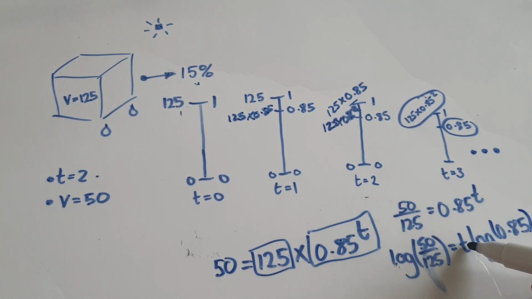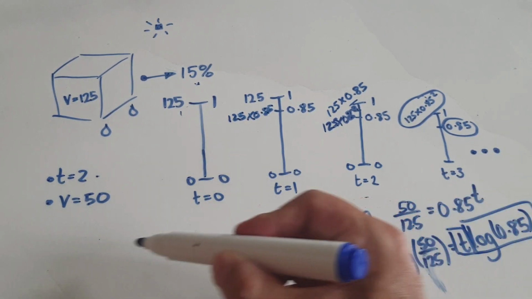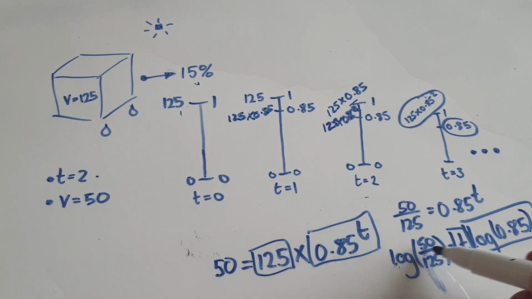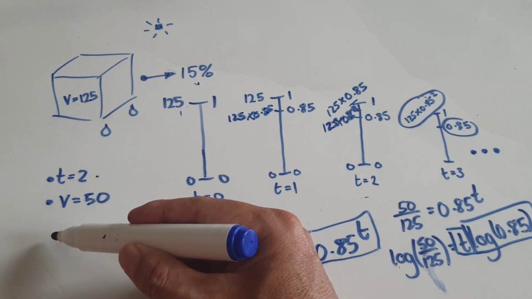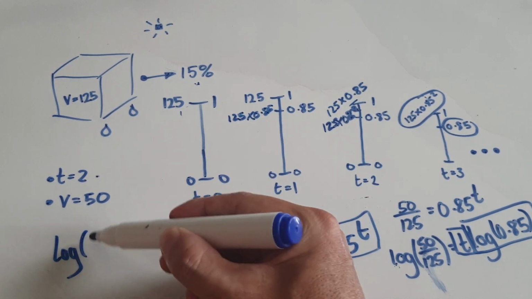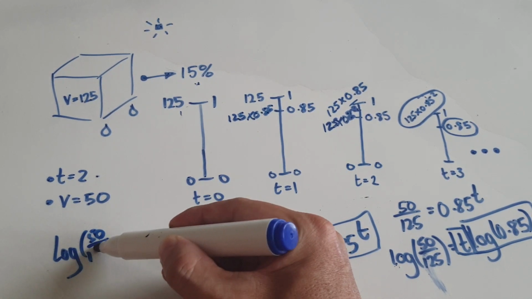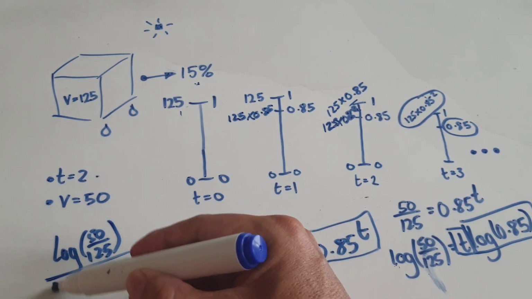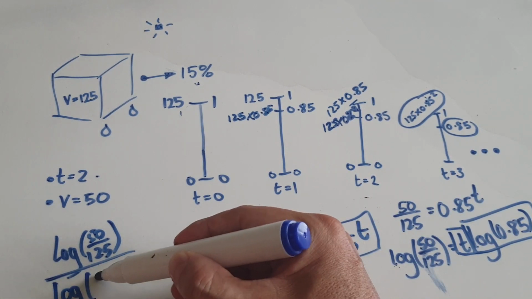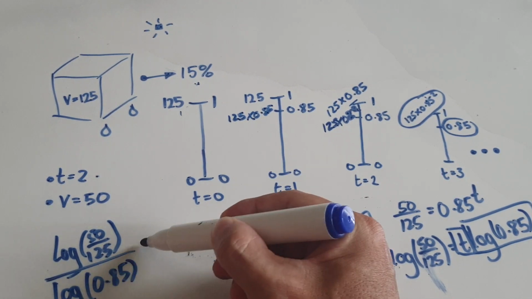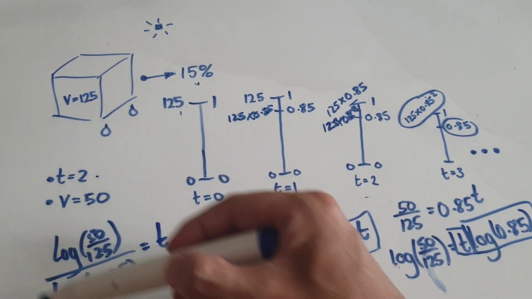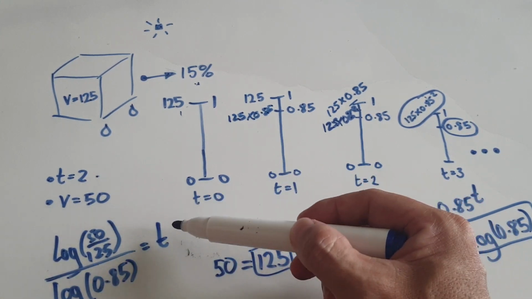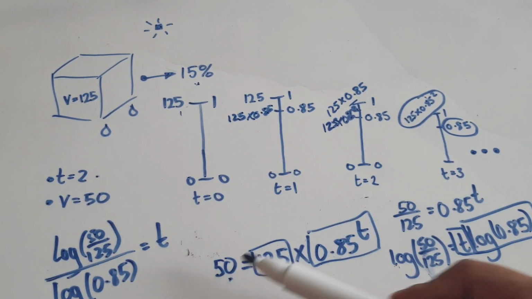So you want to get t on its own. Well, at the moment, you've got one block times another block. So divide both sides by this block. So the final answer would be this divided by this. So that would be log of 50 over 125, divided by log 0.85, equals t. So jump to your calculator, whatever that is, that will be the time it takes for the volume to be 50. Okay.